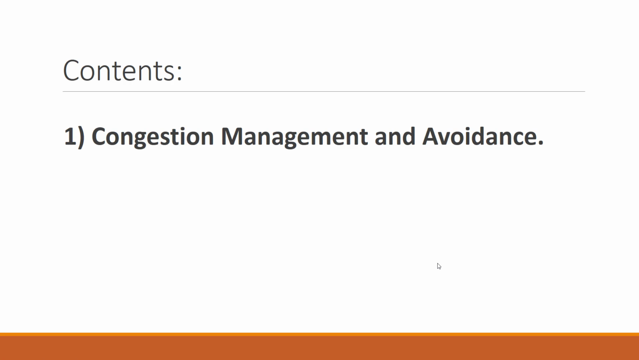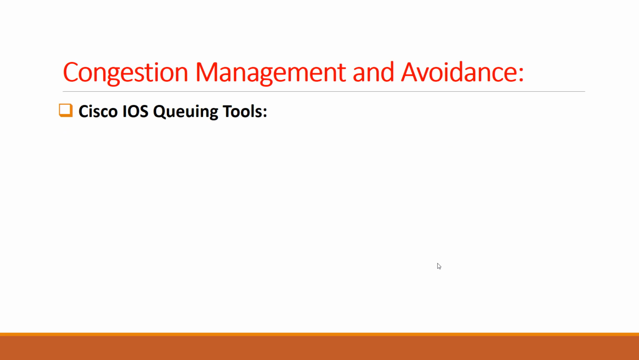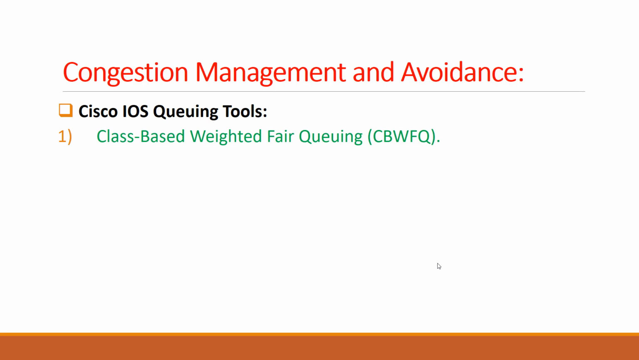So the contents of this video will be only congestion management and avoidance, and we will not demonstrate all the tools, but we will focus only on 2 tools. So first of all, Cisco IOS queuing tools. There are several tools, about 8 tools, and the first one is called class-based weighted fair queuing, and we will demonstrate this tool in this video.